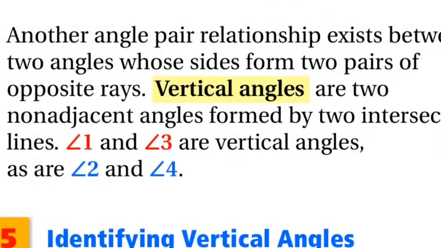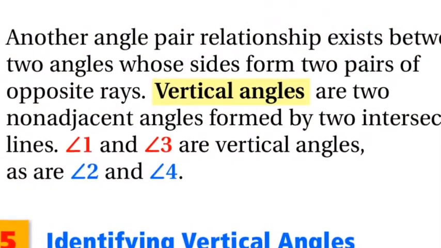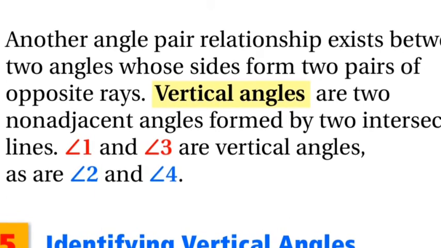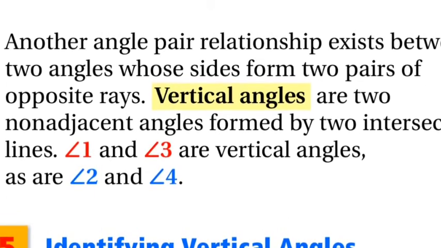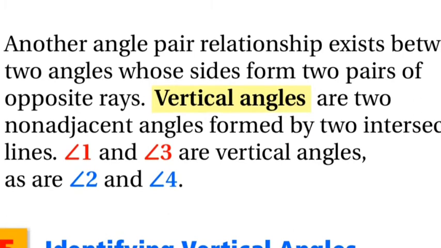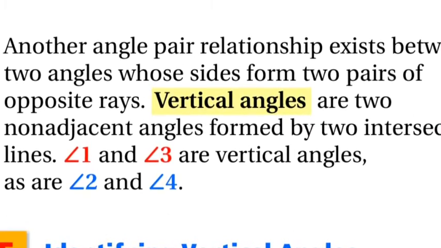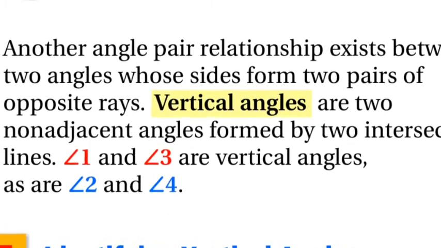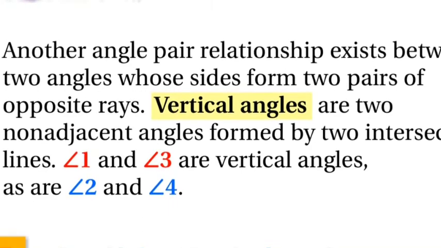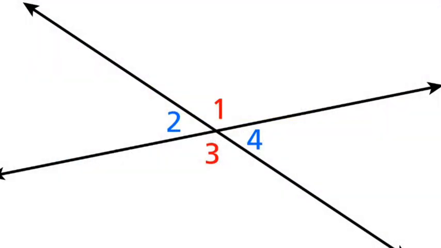Alright, our last pair of angles are vertical angles. Now these are two non-adjacent angles formed by two intersecting lines. It sounds a lot more confusing than it needs to be, but you should probably write down the actual book definition for your notes first. Pause if you have to. If we take a look at the picture, it tends to make a lot more sense.